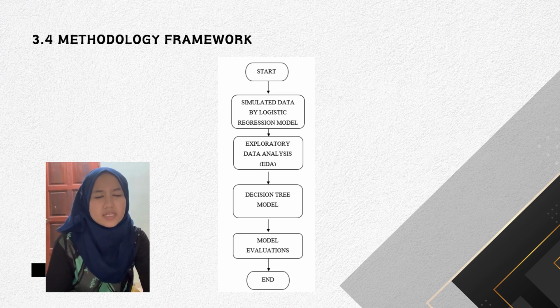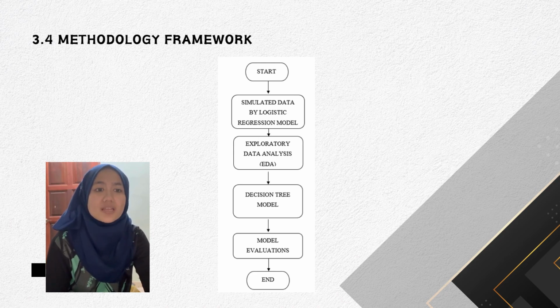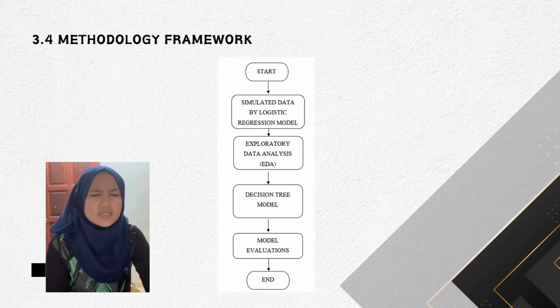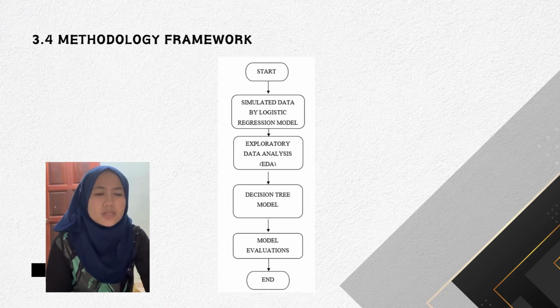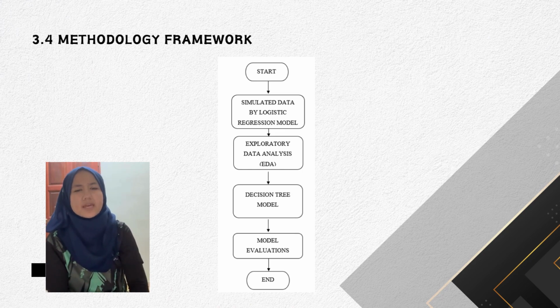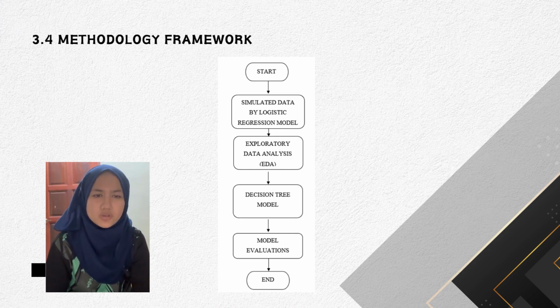Step number 3 is EDA. The generated data undergoes EDA, which includes summarization, visualization, and pattern identification to understand its characteristics. Then, decision tree model. A decision tree classifier is trained on the processed data. This model is used to make predictions based on the simulated dataset. Then, model evaluation. The performance of the decision tree model is assessed using various evaluation metrics such as accuracy, precision, recall, F1 score, and so on. Then, the last step is the end, and the process concludes.